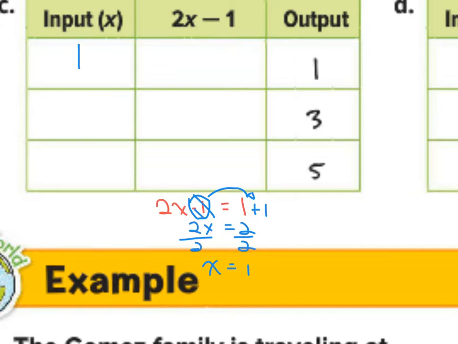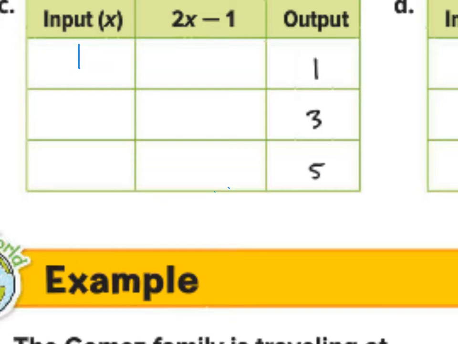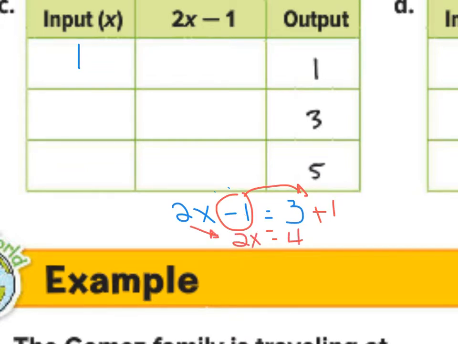If we do the same thing with the 3, let me just erase what I drew there. We get 2x minus 1 equals 3. Again, working backwards, we're trying to isolate the x, so we get rid of the addition and subtraction first, and then multiplication and division, because we're working in the reverse order of BEDMAS. So I add the 1, I get 4, so 2x equals 4, divide both sides by 2, division property of equality, and I get x equals 2.